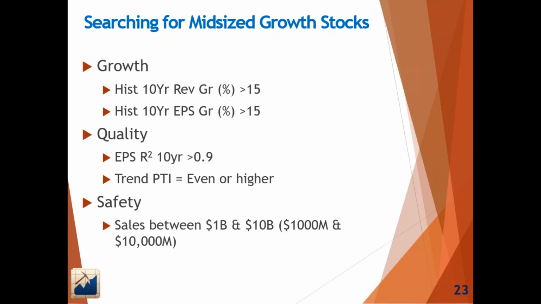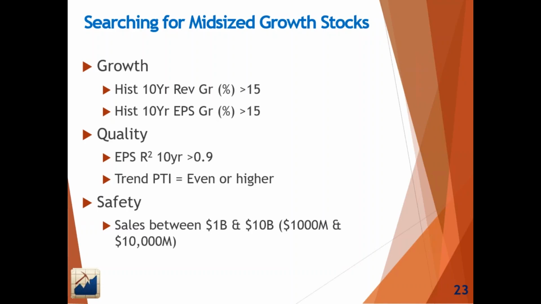And then finally, we said we wanted mid-sized companies. So we want sales between 1 billion and 10 billion. And so that is in the safety category. There is the annual 12-month sales of the company, and we're going to enter it in millions. So it's 1,000 million and 10,000 millions. We have to make sure to make that adjustment when we're entering sales. They're always in millions. So we're looking for companies with sales between $1 billion and $10 billion. So this is a very simple stock screen.